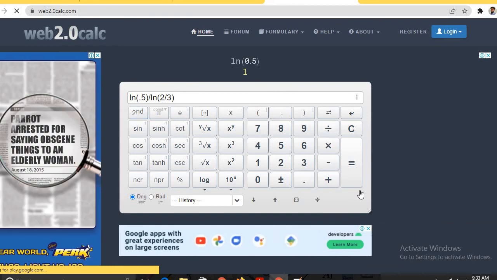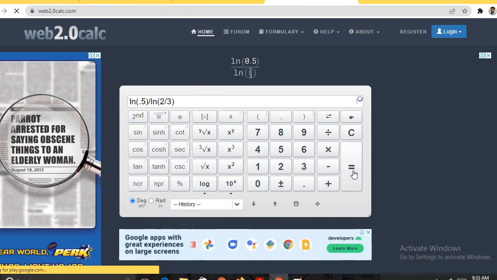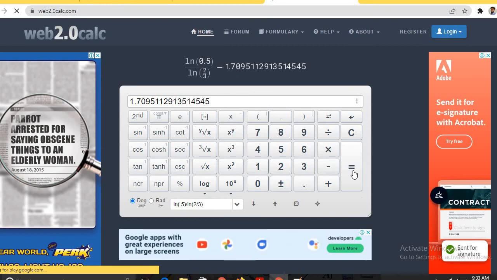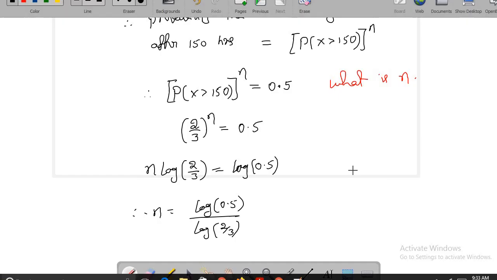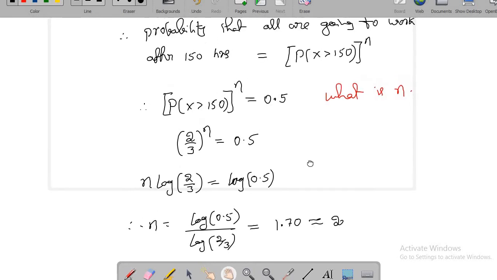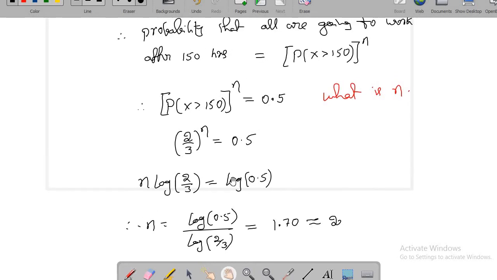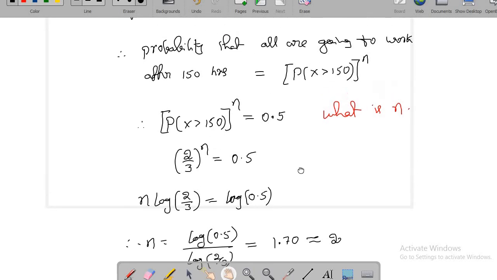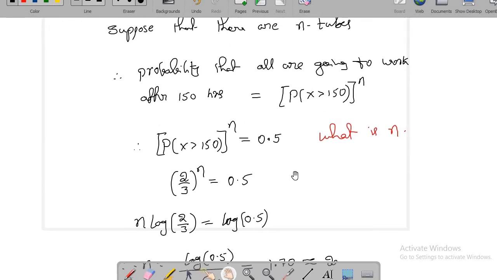So you're saying 1.70, okay. 1.70, so this is approximately 2. So 2 tubes are enough so that this probability is equal to 0.5. So the maximum number of tubes is 2. Okay.